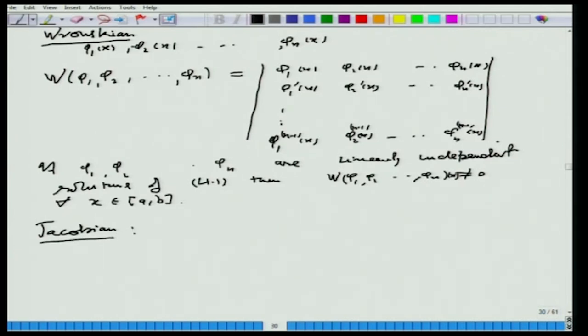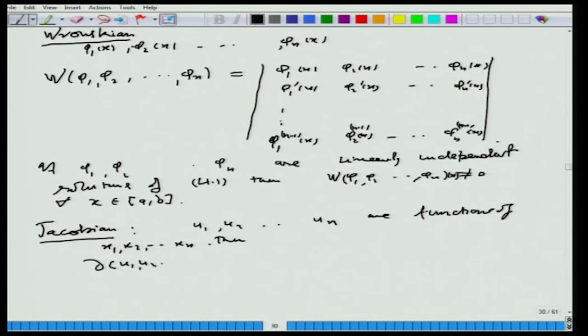So, for the Jacobian, what we will consider is the functions u 1, u 2, u n, and these are functions of x 1, x 2, x n. Then the Jacobian is denoted like this, del u 1, u 2, u n over del x 1, x 2, x n.